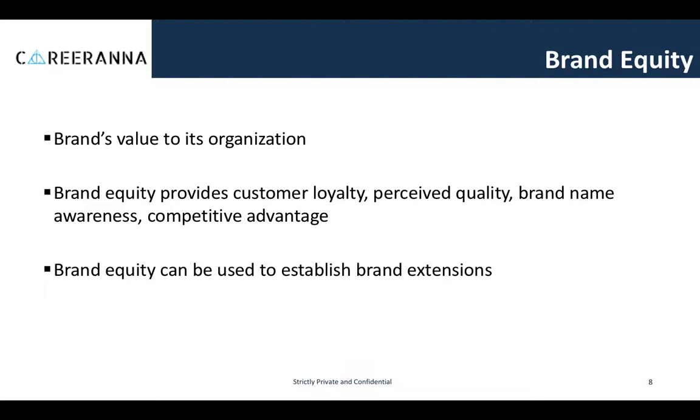Then there is something called brand equity. Brand equity, we talk a lot about brand equity as product managers. You will find them in a lot of discussions. But what exactly is brand equity? Brand equity is nothing but the brand's value to the organization. Now, brand equity usually is linked to different parameters. These different parameters are around customer loyalty, the perceived quality, the brand awareness, the competitive advantage. All these parameters get together and they lead to a brand equity for a particular product.